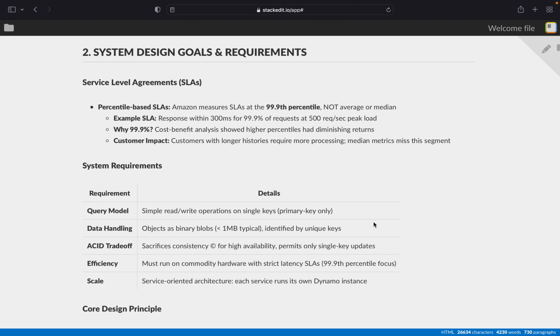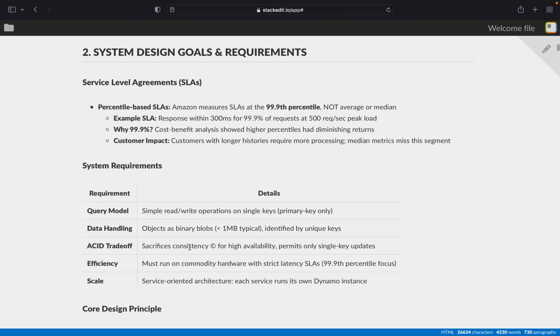That's what encouraged Amazon to build a database which supports a few very basic operations and doesn't require complex operations like SQL has. It also doesn't require ACID functionality. It sacrifices consistency for availability, and the data was mostly blobs, less than 1 megabyte.